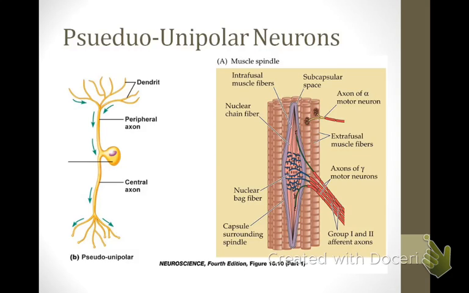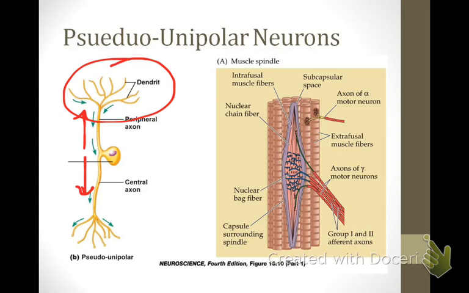Pseudo-unipolar neurons have a single axon that branches off to go in both the peripheral direction and the central direction. All the sensory neurons with cell bodies in the dorsal root ganglion are pseudo-unipolar cells. These sensory cells have specialized dendrites that can respond to a specific sensory modality.